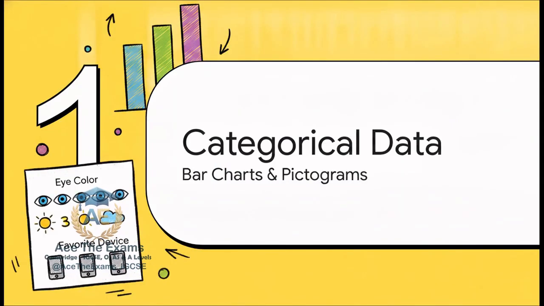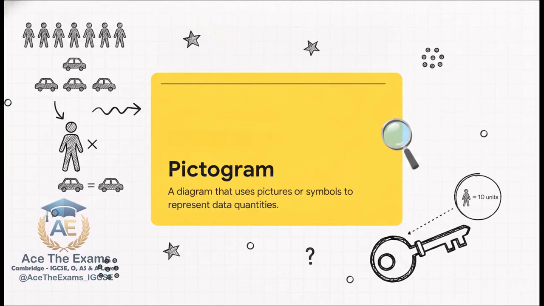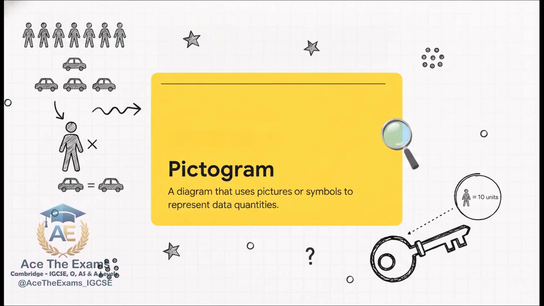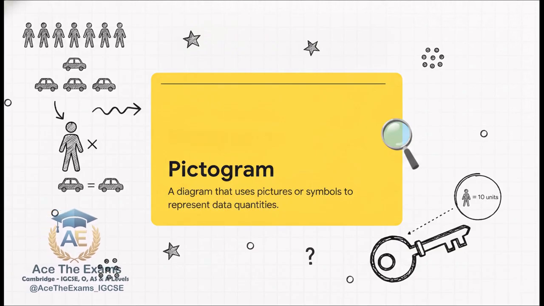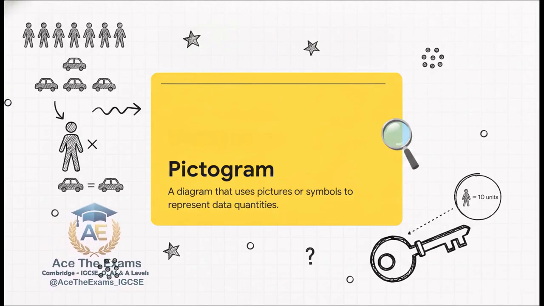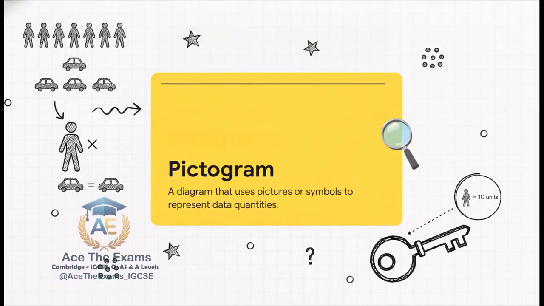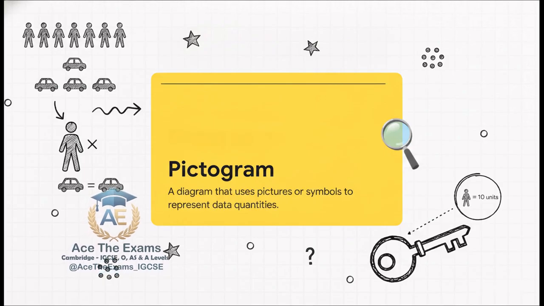All right, Section 1, Visualizing Categorical Data, Bar Charts and Pictograms. So when you just need to count things in distinct categories, things like eye colors, days of the week, or favorite devices, you want a visual that is instantly readable. Enter the pictogram. A pictogram is exactly what it sounds like, a diagram that uses pictures or symbols to represent quantities of data. But there is a massive trap here that costs students marks all the time.